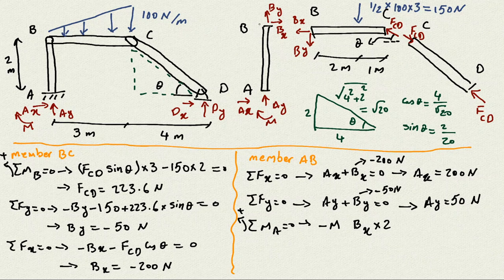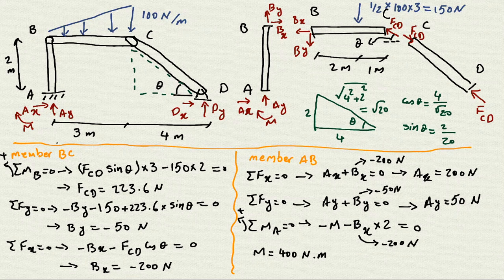And about point A, it is rotating it like that. Because it's rotating it like that, again, it's clockwise, so it's going to be negative, and it's going to be 0. And again, we know that the Bx is negative 200 Newton. And if we substitute there, then M comes out as 400 Newton meter.